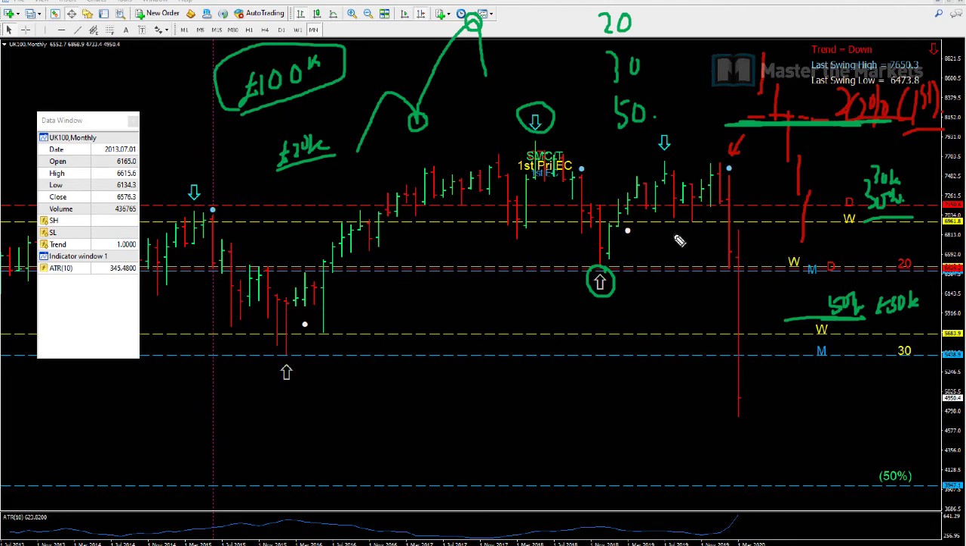Now, some of you may say, hang on a minute, but what happens if it never gets to my 50 level? It just turns around at the 20 level. Then that is it. You only invested 20% of the capital that you wanted to invest. And that's pretty much that.